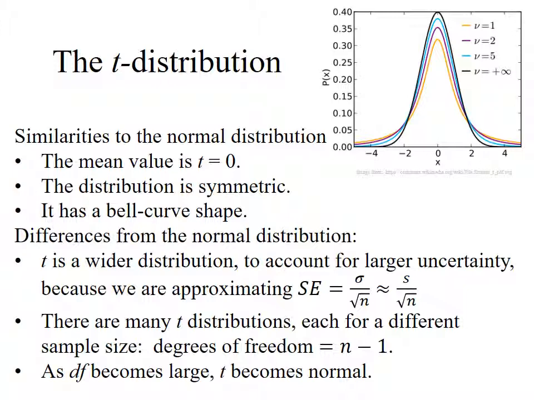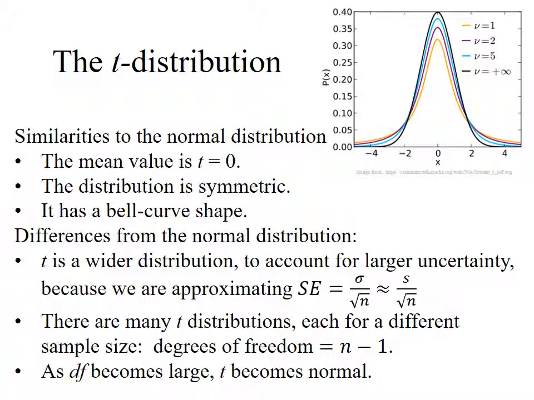It does the same thing in positive numbers as it does in negative numbers. It also has this kind of standard bell curve shape. However, it is different than the normal distribution. If you just eyeball it, you would not obviously see a difference from the normal distribution, but it is a little bit wider. It's wider to account for this uncertainty.